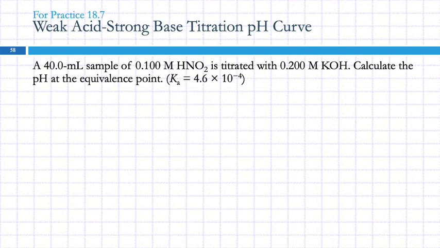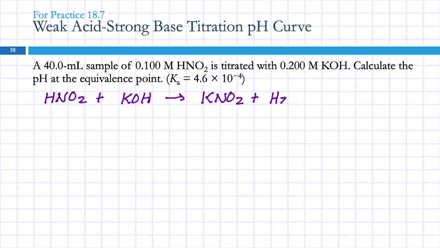It's always a good idea to write a chemical equation, right? So what's going on here in the reaction between these two? We've got HNO2 plus KOH, and that's going to react to form KNO2 plus H2O.